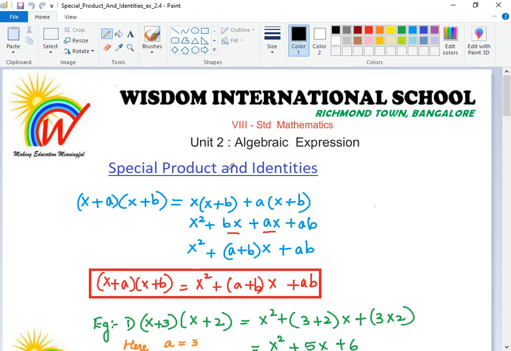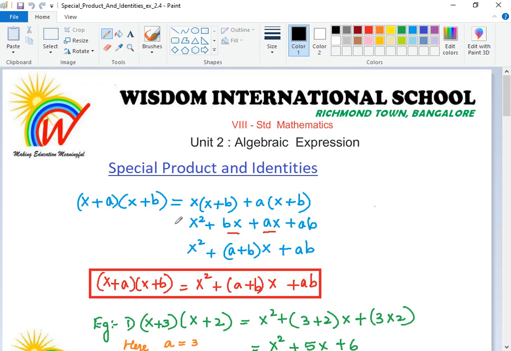So children, we have learned in algebraic expressions how to add and subtract polynomials, and we have also learned how to multiply polynomials. So now we will see some special properties, special products and some identities.